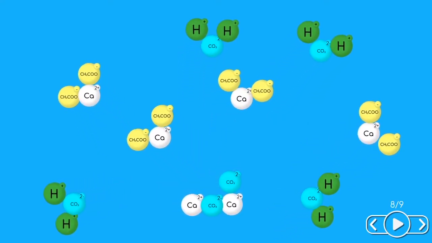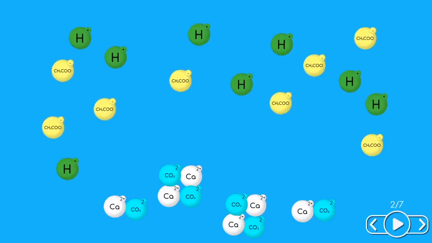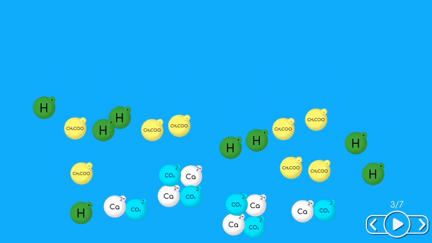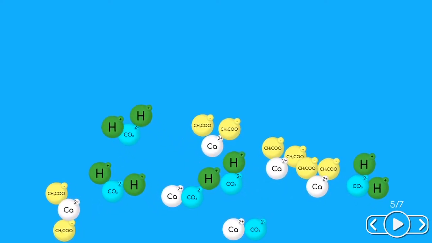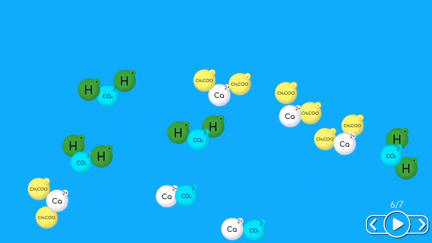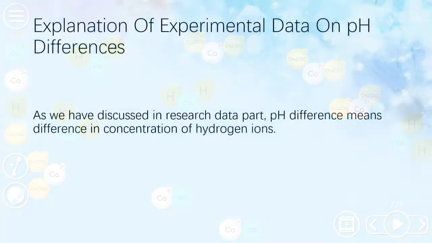From animation 2, we can see that the eggshell is crushed and hence incomplete. Compared to the complete eggshell in animation 1, we can see that this eggshell has a bigger surface area and there is a higher frequency of successful collisions between the different ions as more surface area is now exposed to the acid. Hence, the rate of reaction is faster.